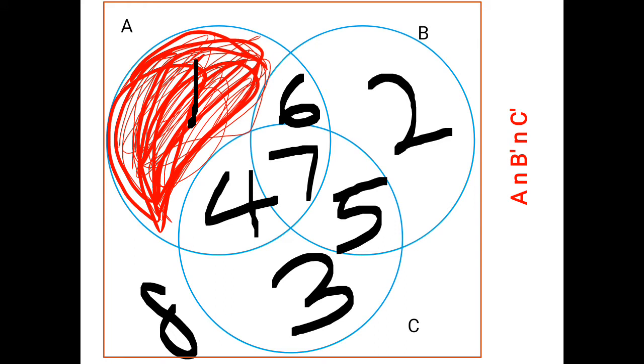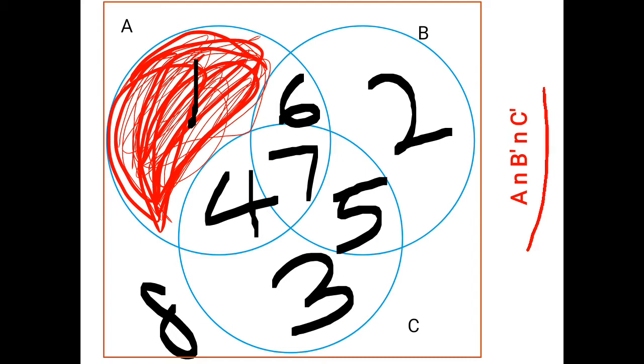That is region 1. It's found only in circle A. It is not found in circle B. Neither is it found in circle C. Because it is not found in circle B and not found in circle C, we say it is A only or only A. Mathematically, we say A intersection B complement intersection C complement. The complement means the one that is not found in it, right?